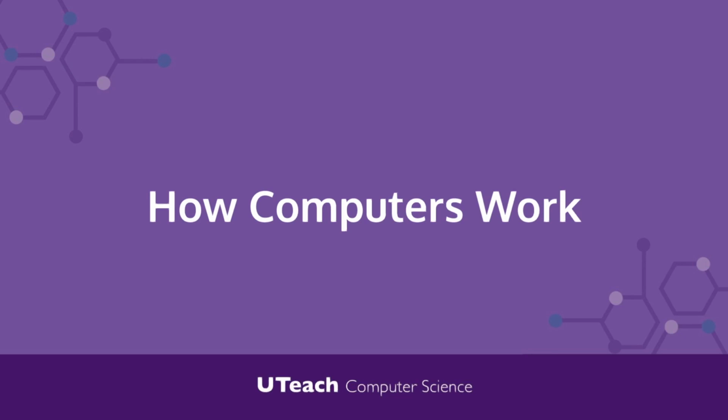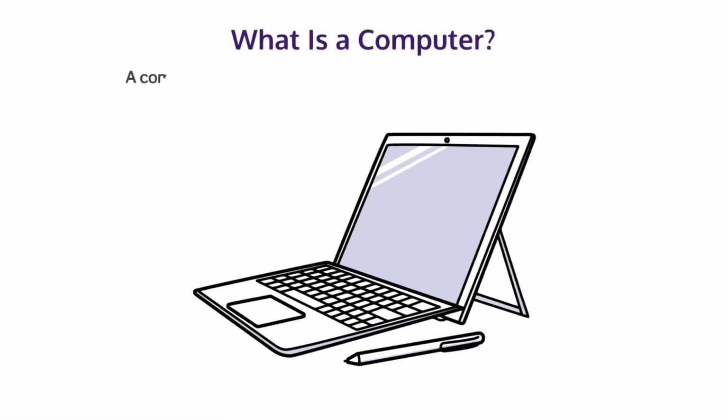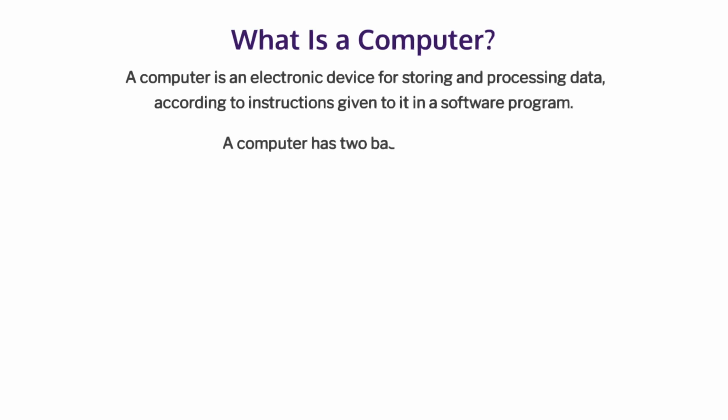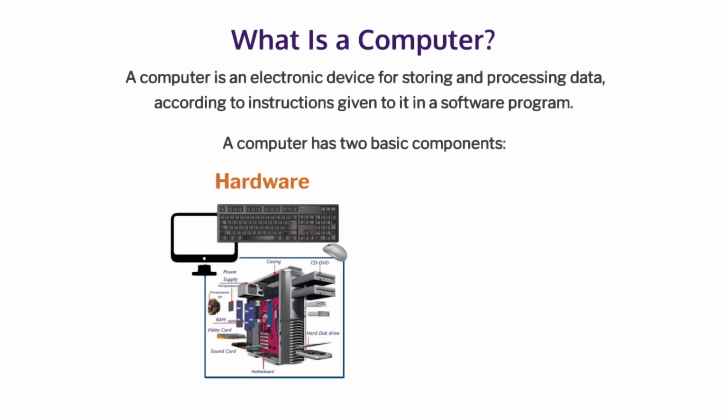How computers work. A computer is an electronic device for storing and processing data according to instructions given to it in a software program. A computer has two basic components, hardware and software.